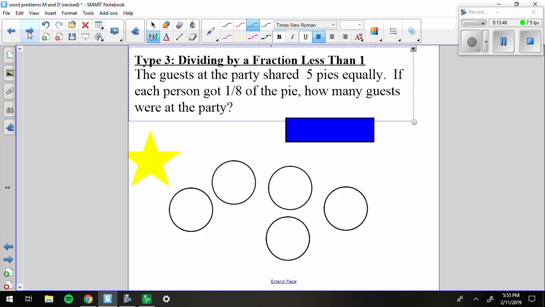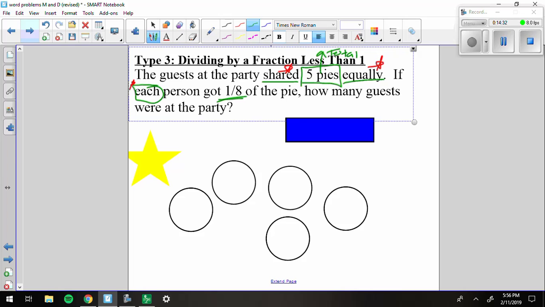The guests at the party shared 5 pies equally. If each person got 1/8 of the pie, how many guests were at the party? So, I'm looking at this problem. I see lights and sirens going off all over the place. I have shared, I have equally, I have each in the question. I know this is a division problem. And I'm dividing my 5 total pies, so I have my total, into 1/8.